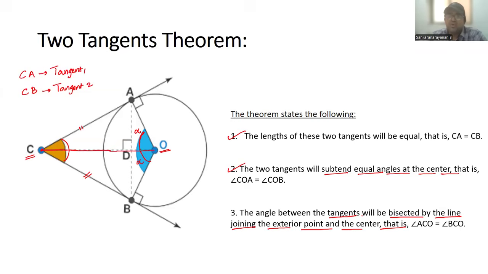So you can see this CO will be the angular bisector of angle ACB, which means if I say ACO is equal to theta, OCB will also be equal to theta. That's what point number 3 says. The angle between the two tangents gets bisected by that CO that I have drawn. That is another result which you have to keep in mind while solving problems. Okay, so let's continue with the concepts further.